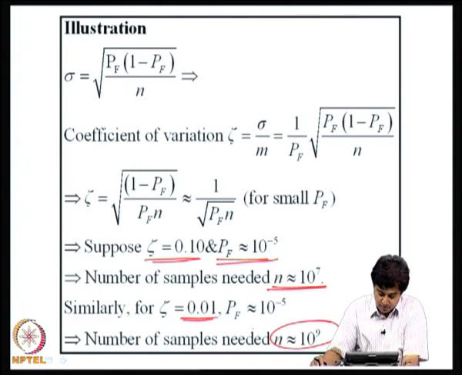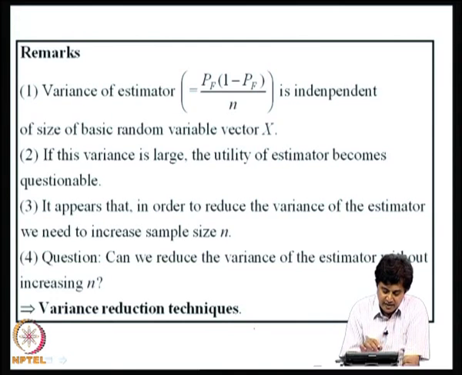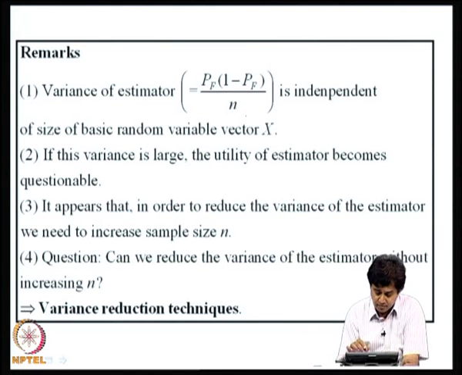Now, we can make a few observations. This variance of the estimator, which is pf into (1 minus pf) by n, is independent of the size of the basic random variable x. X can be 1 dimensional, 10 dimensional, 100 dimensional. This expression is independent of that. This n is the number of samples, not the dimension of x.